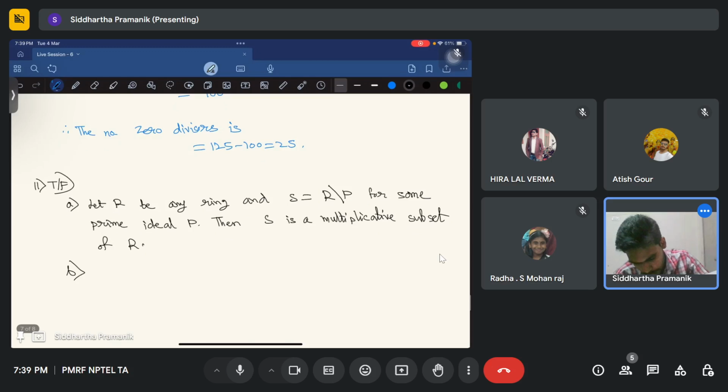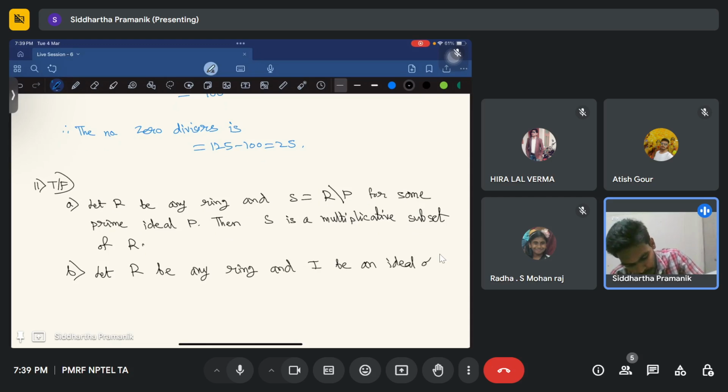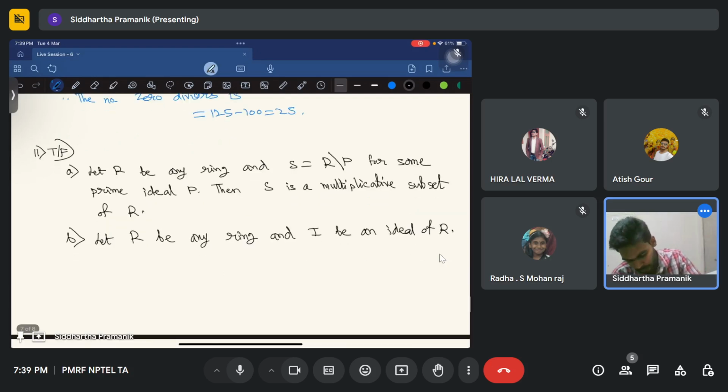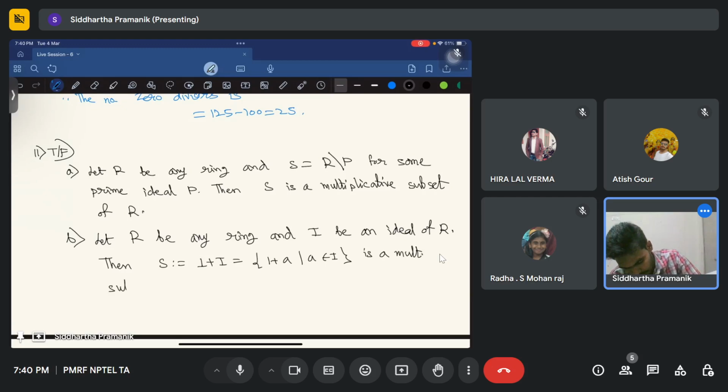Now B. Let R be any ring and I be an ideal of R. So I be any ideal of R. Then S equals the set 1 plus I. Okay, so this is basically 1 plus a such that a belongs to I. So then this set S is a multiplicative subset of R.